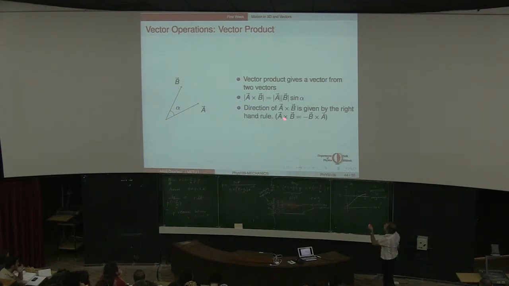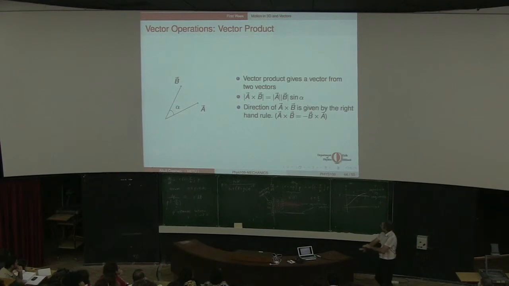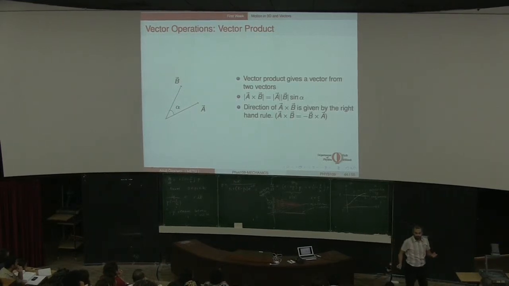I know that A cross B and B cross A have the same magnitude. Furthermore, the definition is such that they are both perpendicular to this plane defined by the vectors A and B. They're all along the same line, and they point in opposite directions. If I have two vectors that have the same length but point in opposite directions, then one is the negative of the other one.